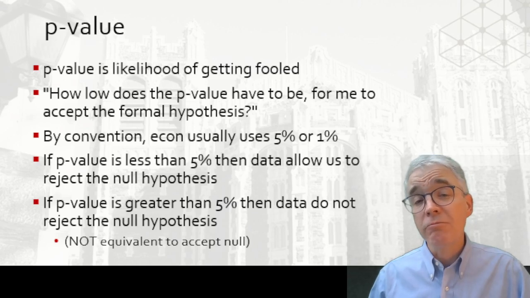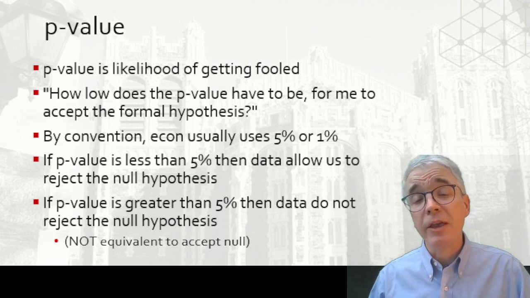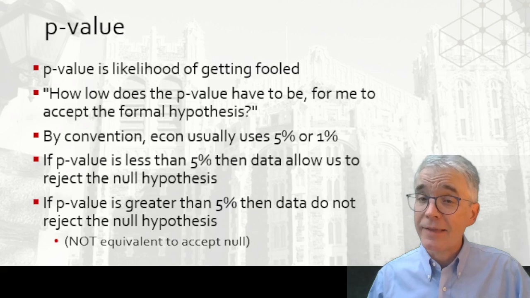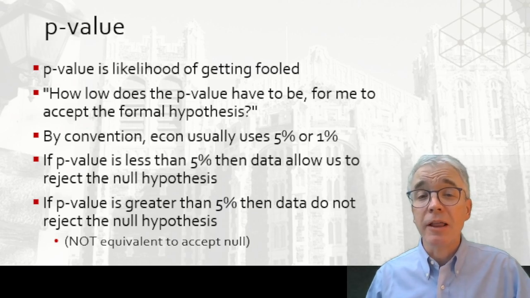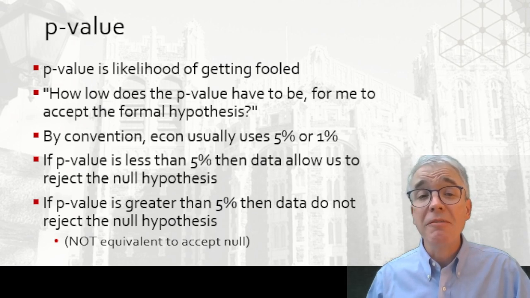By convention, and really nothing more, but in so many studies in economics, we use 5%, sometimes 1%. That gives a boundary. So if the p-value is less than 5%, then people would typically say we reject the null hypothesis. If the p-value is greater than 5%, we would say we do not reject the null hypothesis. Again, not the same as saying we accept the null hypothesis. It may be, and in fact often is the case, there's some evidence against the null hypothesis, but I'm not 95% certain that I'm not being fooled.